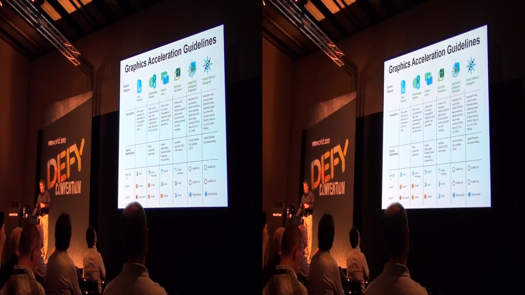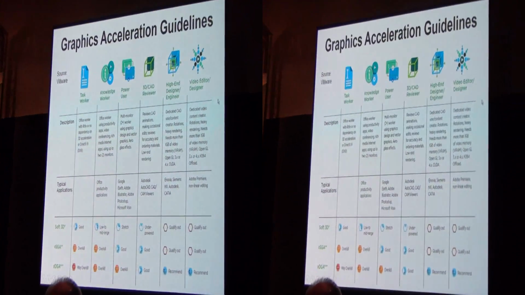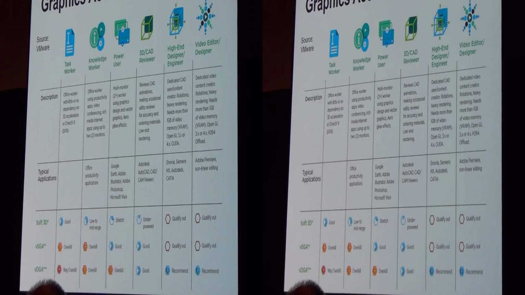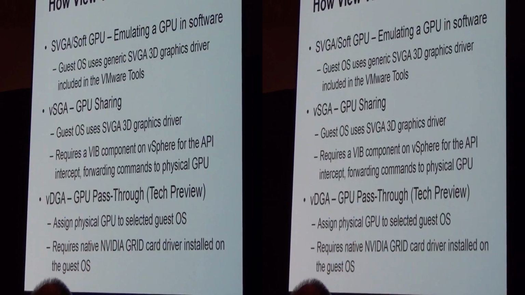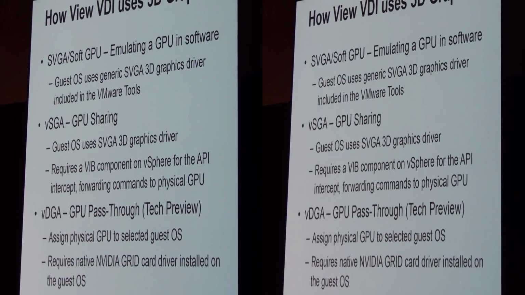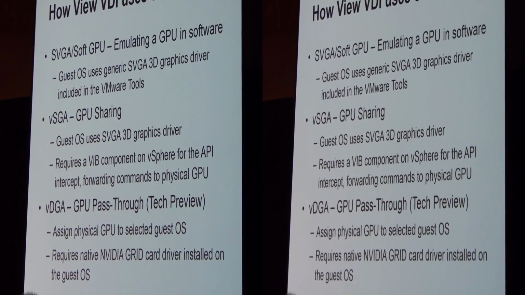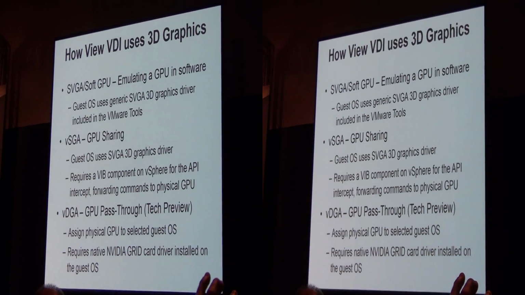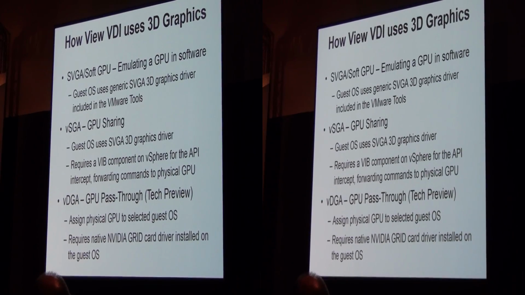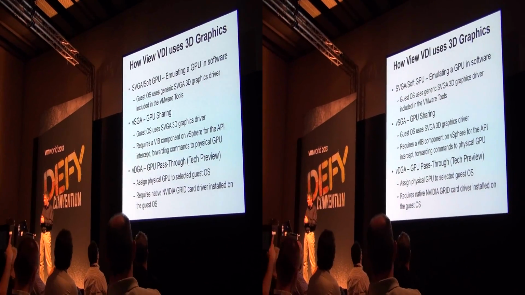It says that soft 3D is good for task workers. The further you go to the right side, the more graphics power you need, and so software rendering is not good enough. So there is the soft GPU, and there is something that is called VSGA. The acronyms are really complicated because every vendor uses a different acronym for pretty much the same technology.